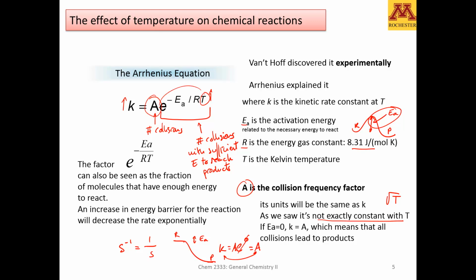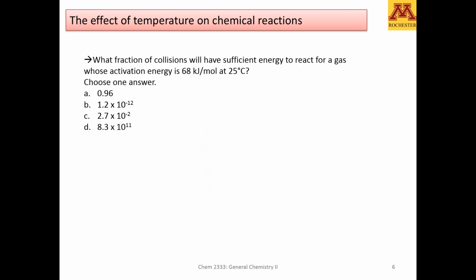Therefore, the exponential component will tell us what fraction of those collisions will have sufficient energy. This will always be a number below 1, so A, this number of collisions, is the upper bound limit of how many collisions could potentially reach products, and the exponential factor tells us that out of those collisions, only a small fraction will reach products because of the energy barrier and because of the temperature that those molecules have. Okay, let's solve a little bit of a simple problem.